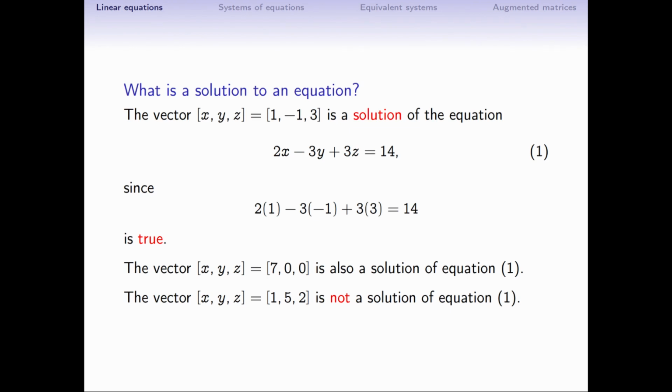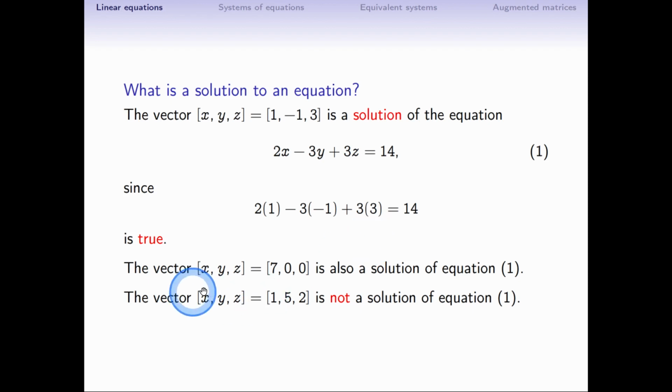Now, what is a solution to an equation? The vector x, y, z equals 1, negative 1, 3 is a solution of the equation 2x minus 3y plus 3z equals 14, because when I plug in x equals 1, y equals negative 1, and z equals 3, I get a true statement. 14 equals 14 is true.